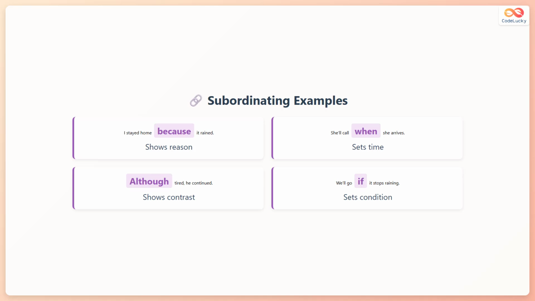Subordinating conjunctions connect a dependent clause to a main clause. Because shows reason or cause, when sets a time relationship, although shows contrast with the main idea, if creates a condition. These conjunctions help explain why, when, or under what conditions something happens.